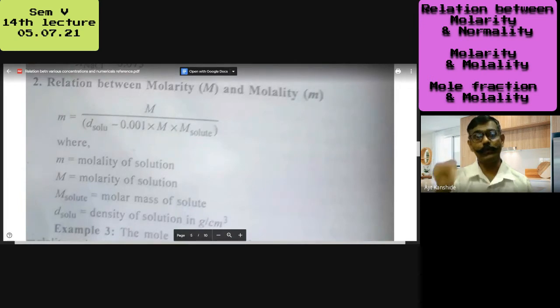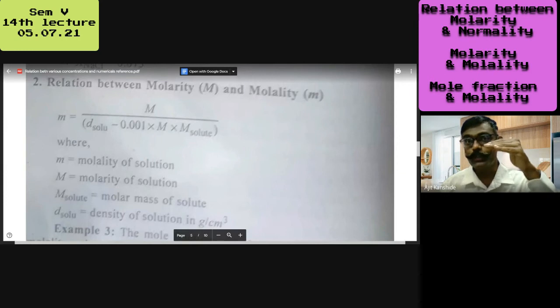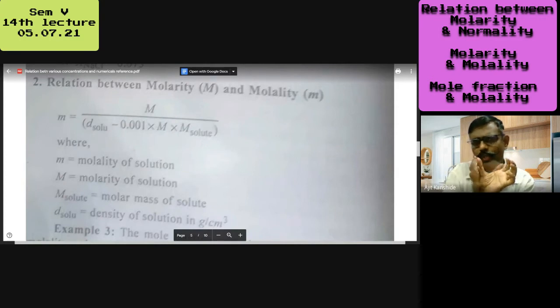The solvent. Molarity formula is number of moles of the solute divided by volume of solution. The difference is here: solution volume and mass of the solvent. So there are some changes to do. So therefore, what are we finding?